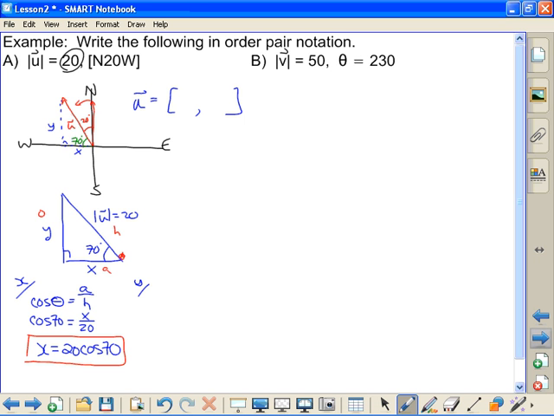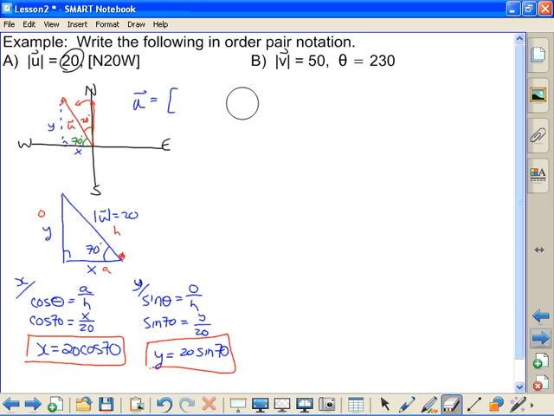For the y value, I need to find the opposite side, so I'll use sine. Sine theta is opposite over hypotenuse. Sine 70 equals y over 20, so y will equal 20 sine 70. You don't even have to pull out a calculator, because calculators aren't permitted. Why waste time calculating?